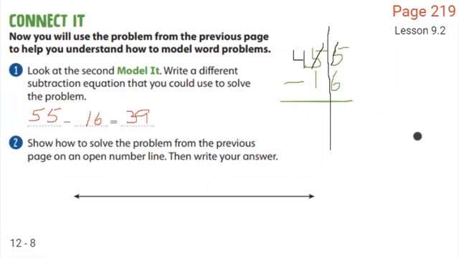So I can count on from 6: 7, 8, 9, 10, 11, 12, 13, 14, 15. Oh, so that's going to be 9. So here we go, 9. 4 minus 1 is 3, so 39. Again, that's the standard algorithm.